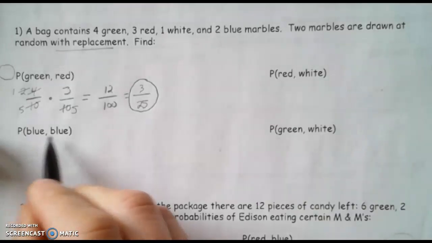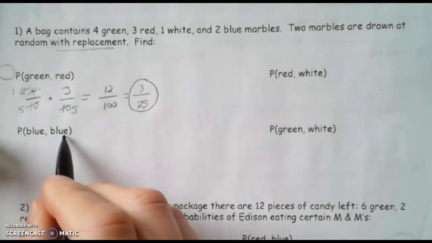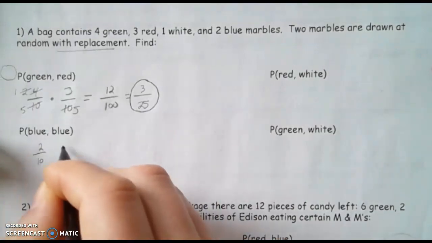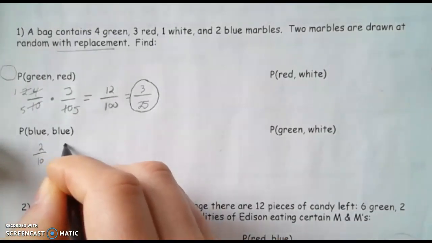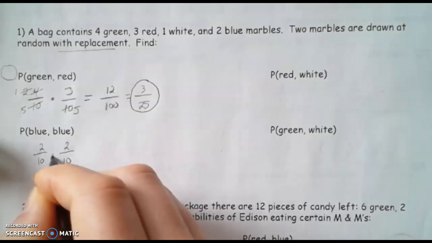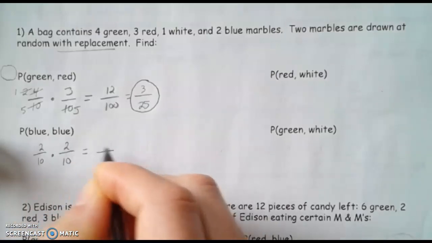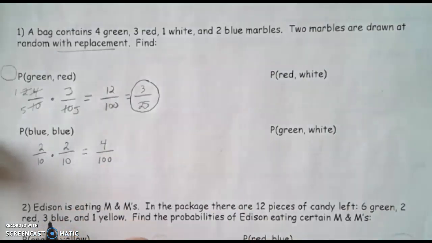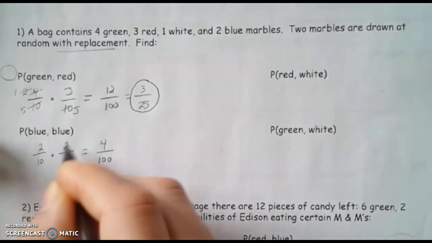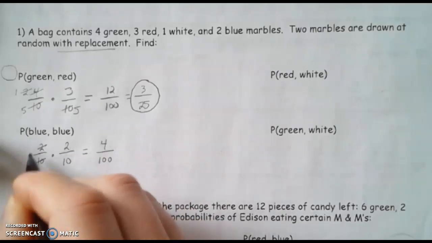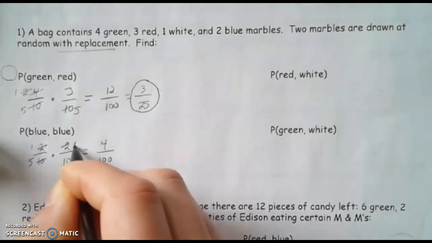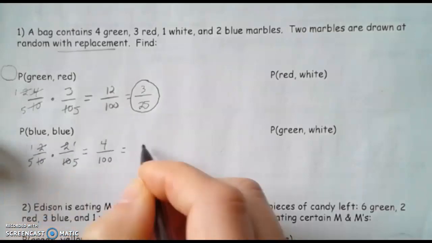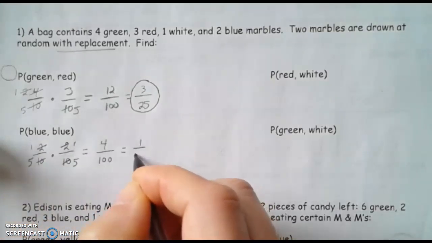If I wanted a blue marble and then another blue marble, well, the probability of getting a blue marble the first time is 2 out of 10. And the probability of getting a blue marble the second time is also 2 out of 10 because we put the first blue marble back in the bag. That's going to give us a probability of 4 out of 100. But both of these 2/10 you can simplify early down to 1/5. And that would make our simplified compound probability 1 over 25.